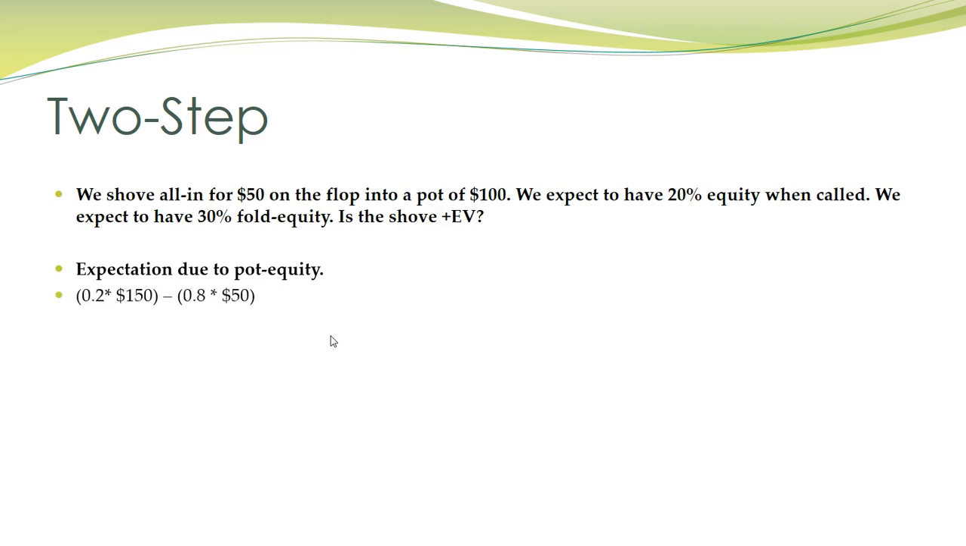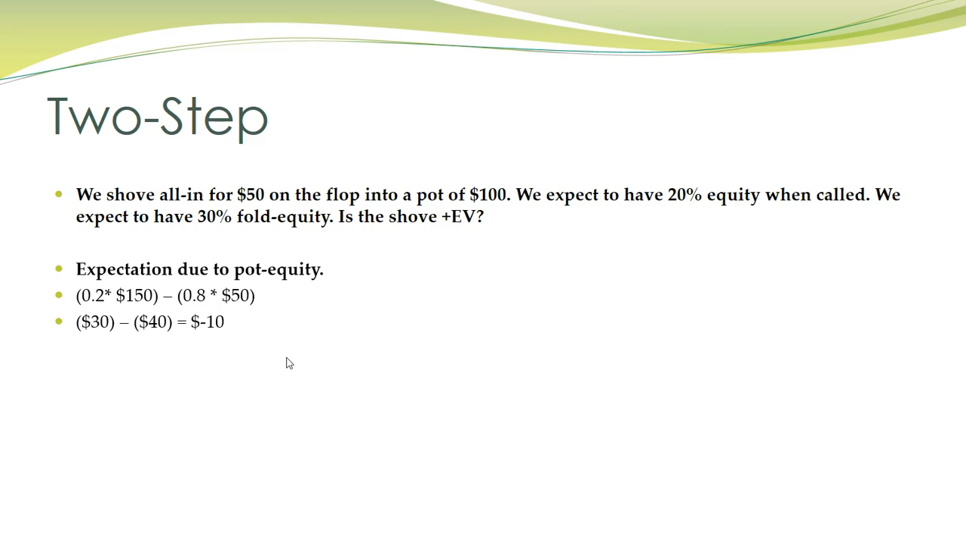Expectation due to pot equity. So we're going to input our terms into the formula straight away. So just to recap on the defined terms. Probability of winning, 20% pot equity, 0.2. The amount we win, so that's everything in the middle apart from our $50. So that's $150 that we win. Subtract from that 0.8, our probability of losing by a process of deduction, multiplied by the amount we lose, which is $50. Multiply out the brackets, you can see our result is 10.